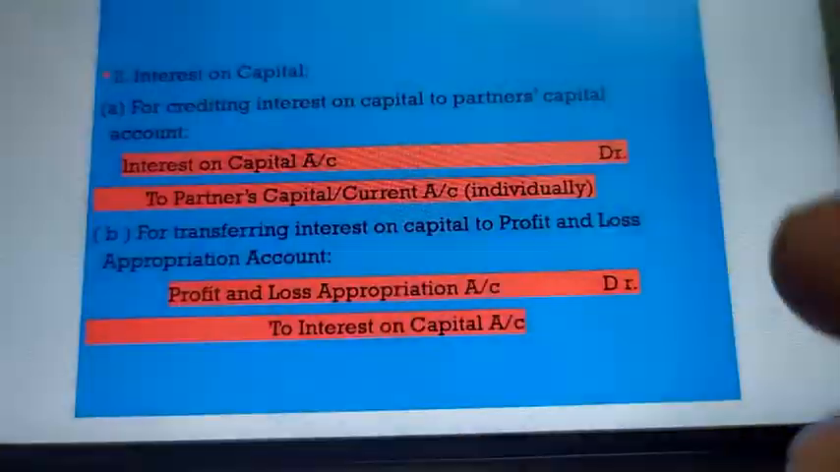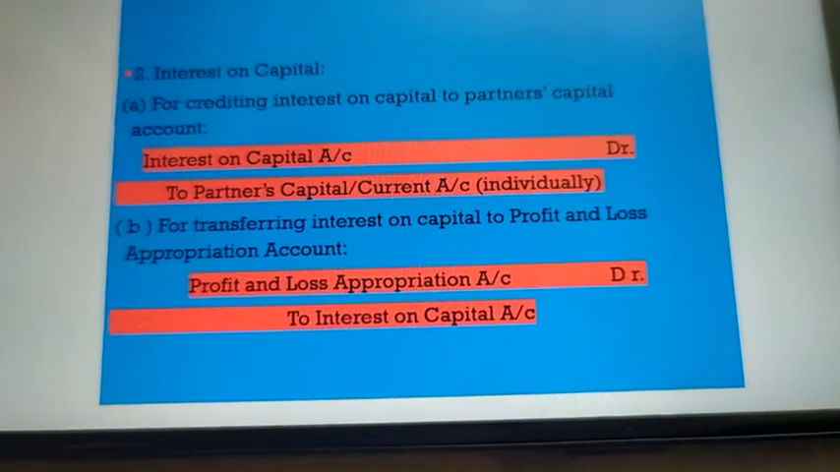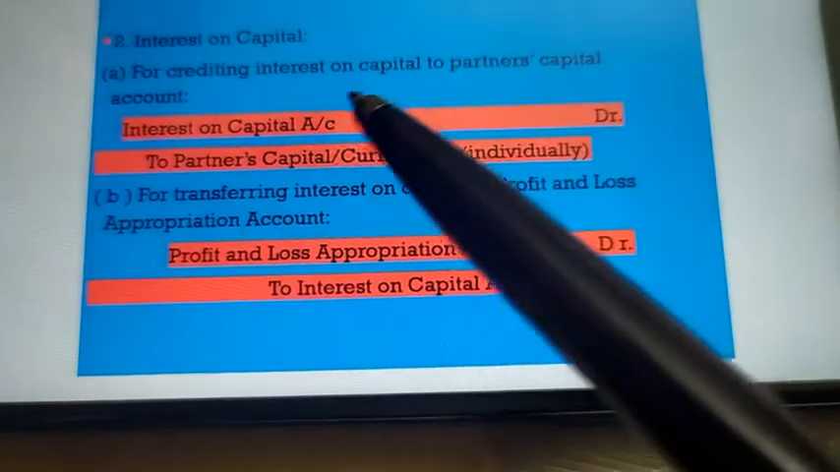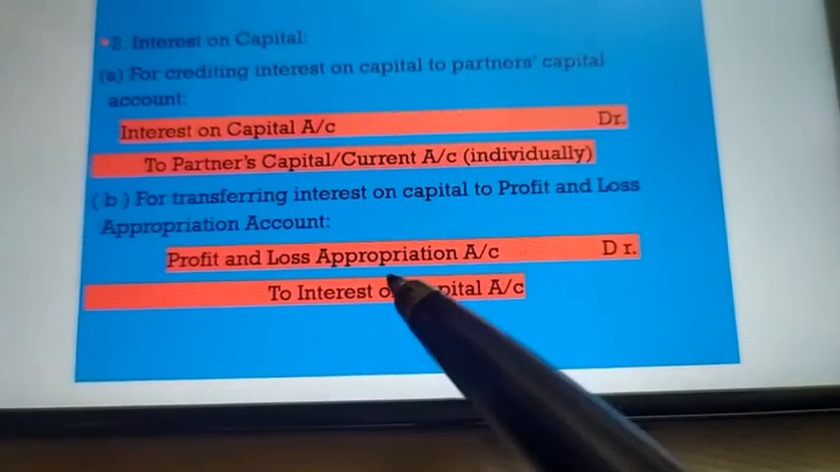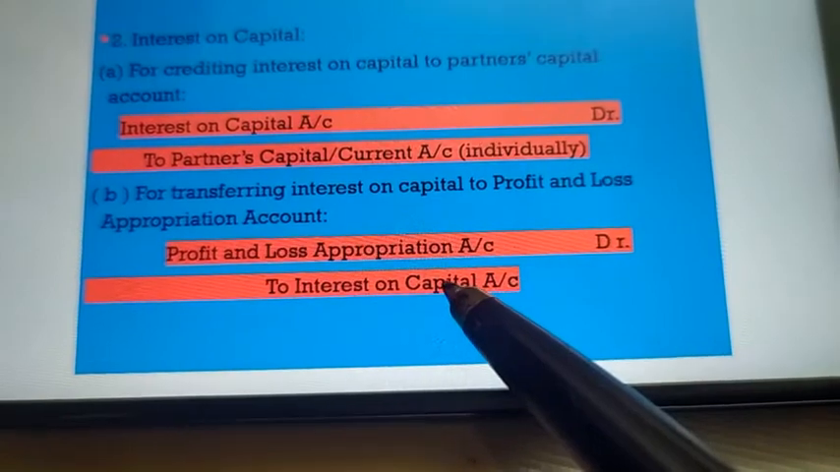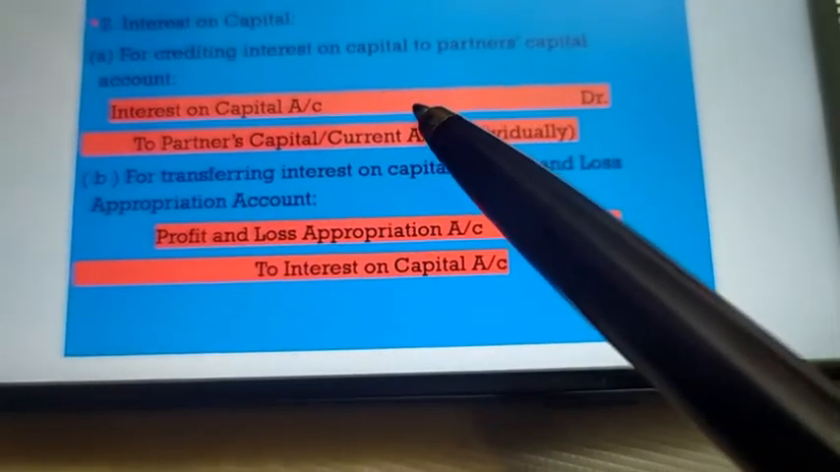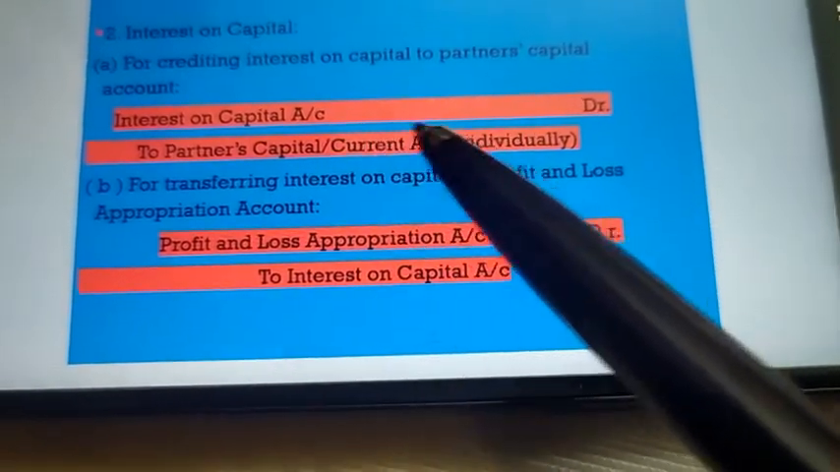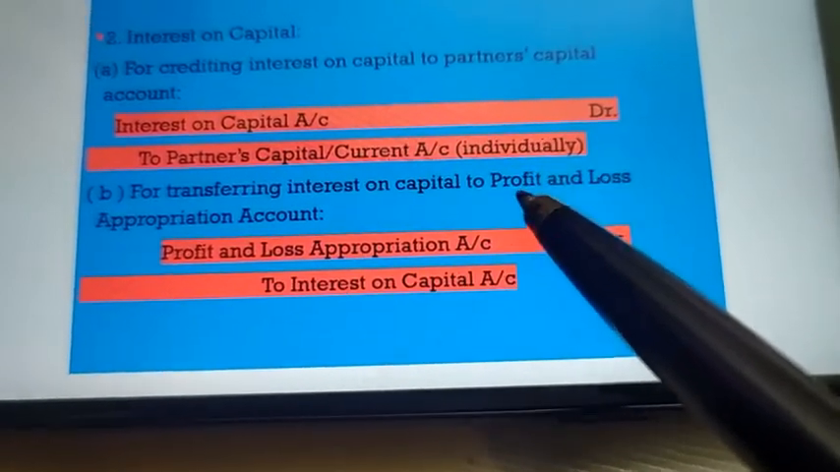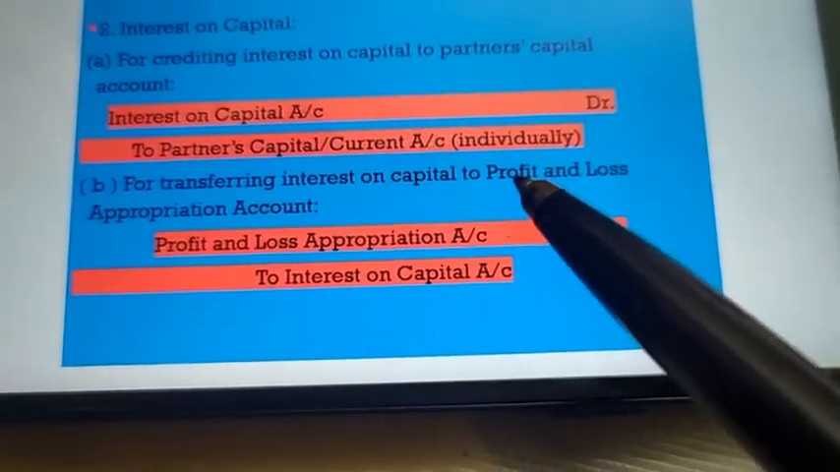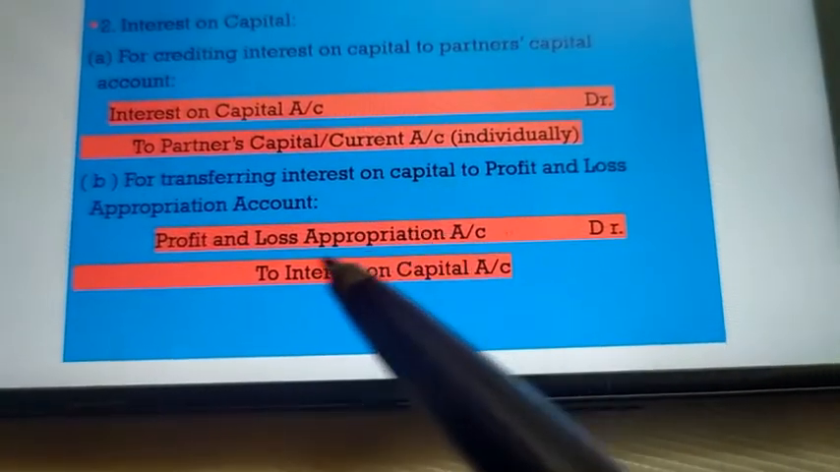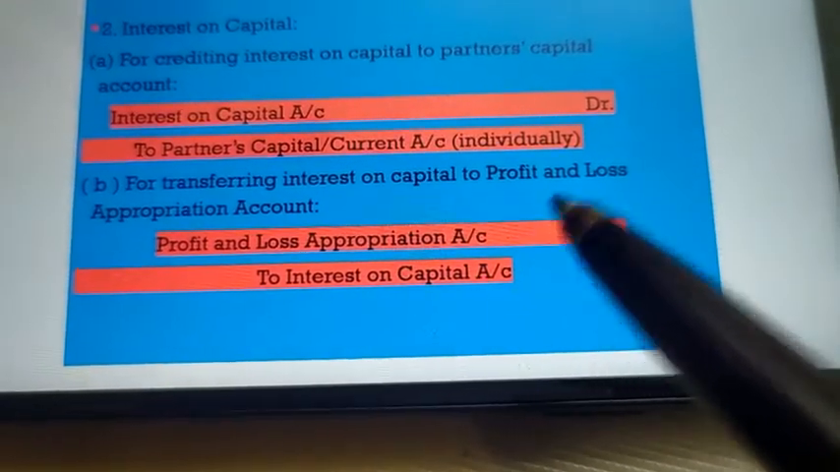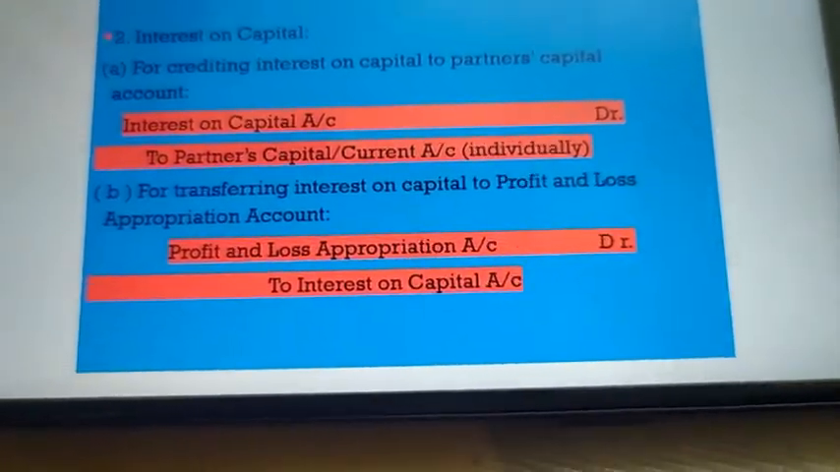Then if from the net profit the partners are to be given interest on their capital, interest on capital will be debited to the profit and loss appropriation account, and the same interest on capital will be transferred to their capital account. This is transferring interest on capital to the partners' capital account, or it may be the current account. Individually to each partner, their capital account will be credited. And here you also have to mention the interest on capital payable to each partner, which will be to the debit of the appropriation account.